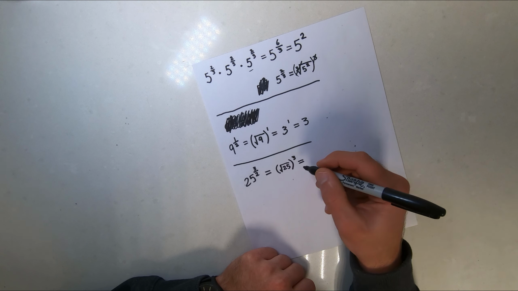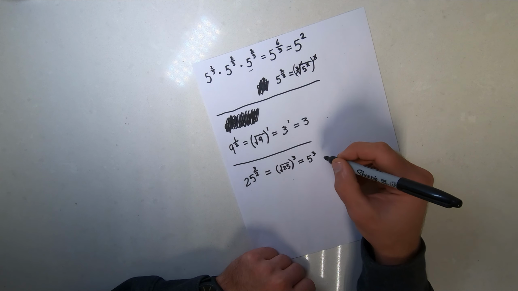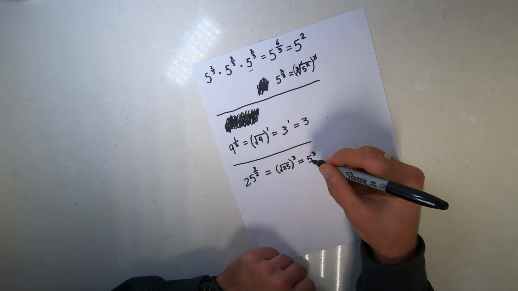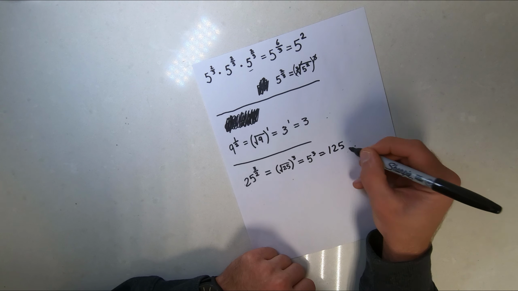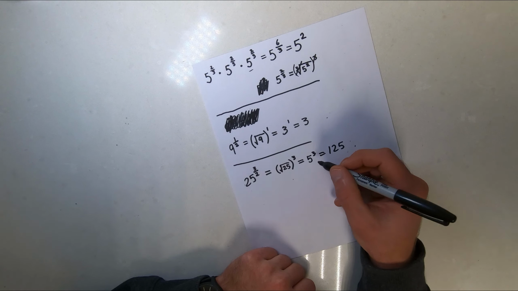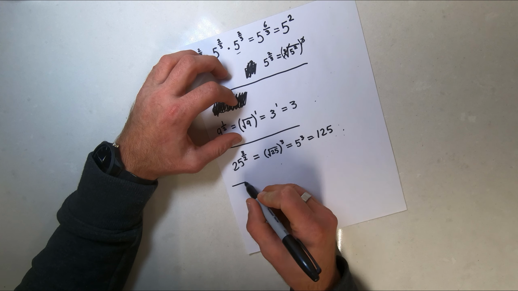So the square root of 25 is 5, and we keep the 3. Now the 5 cubed gives us 125, because 5 times 5 times 5 is 125. So now let's work another problem.